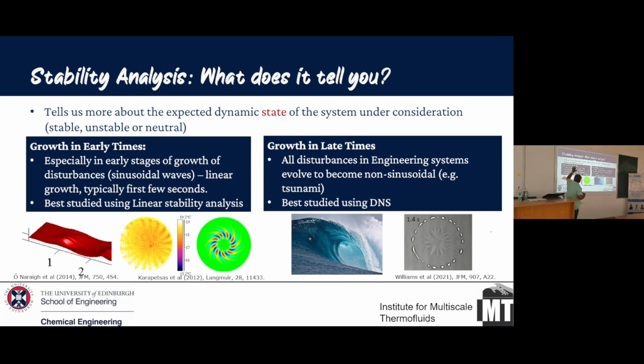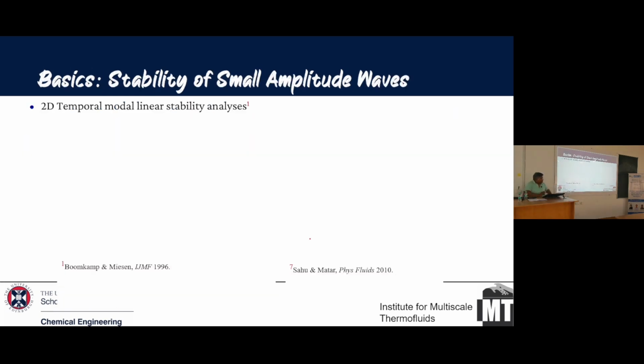So basically, linear stability analysis is very good, especially to understand the initial states of your system, or what your system can do. So what are the different types of waves that you find in nature?